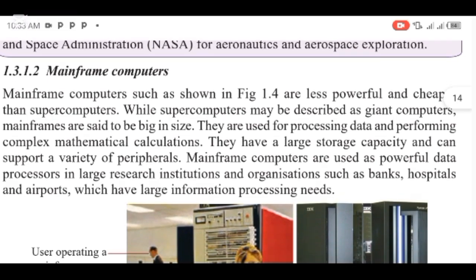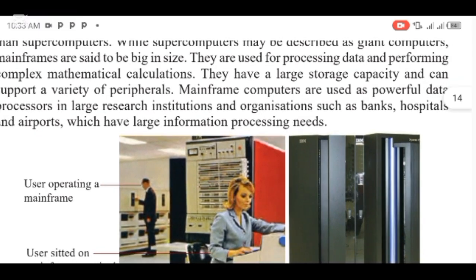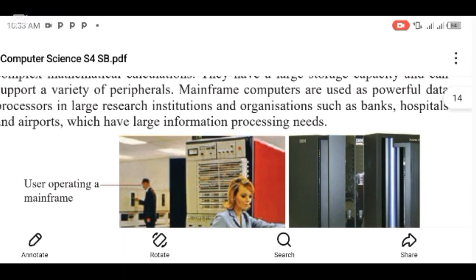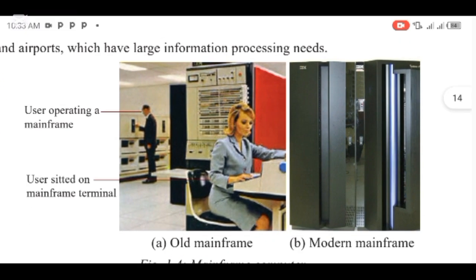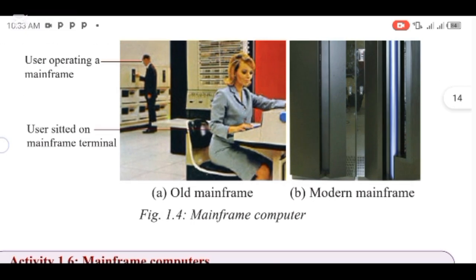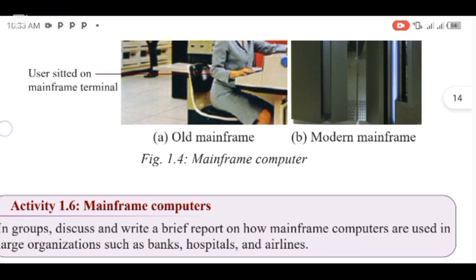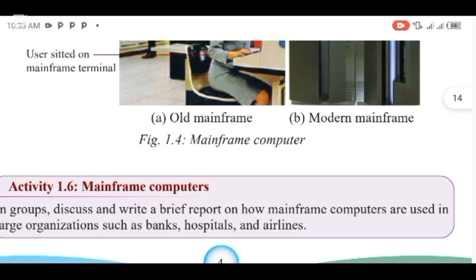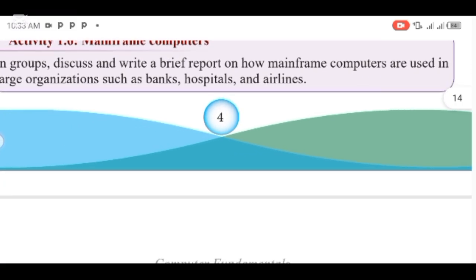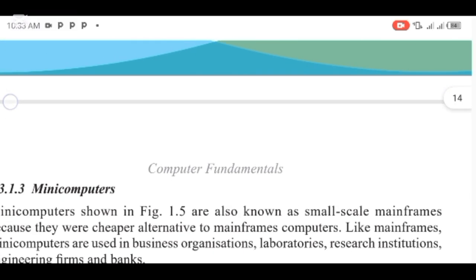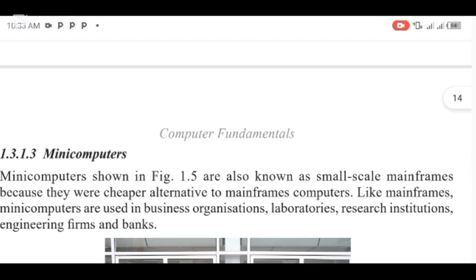Let us explore the features or the images of this mainframe computer. You see? So let us move on to the next.